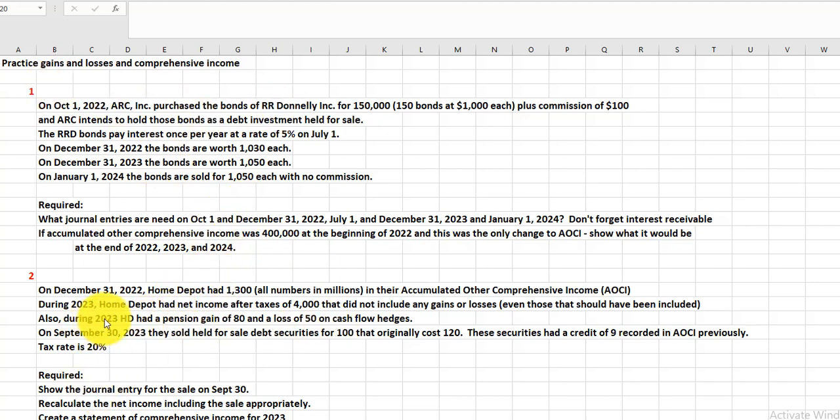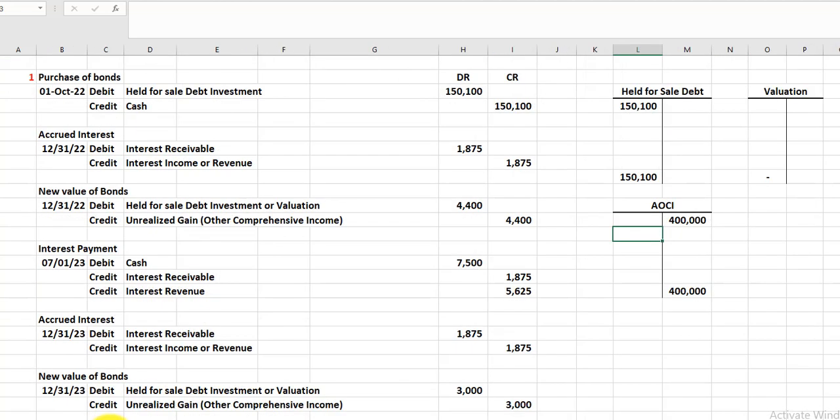And you've done the requirements here for Home Depot, showed the journal entry, recalculated the net income starting with the 4,000 that was given, 4,000 million, 4 billion, and created a statement of comprehensive income. So here's what it should probably look like. Again, there's more than one way we could do this, but this is something that will at least give you some idea of what you did correctly and incorrectly, and maybe improve upon.